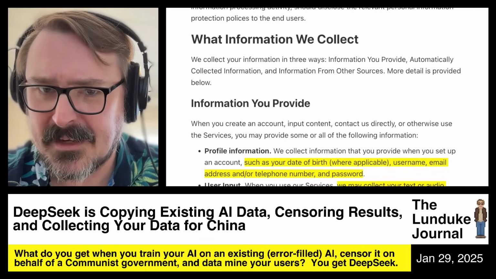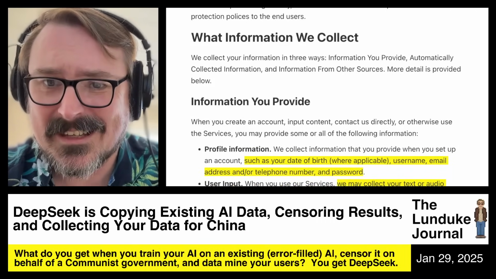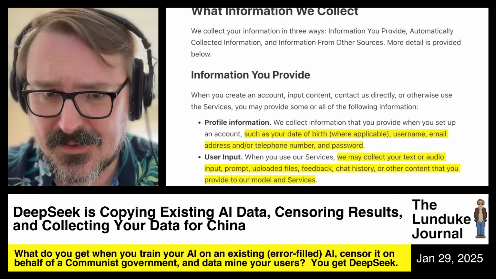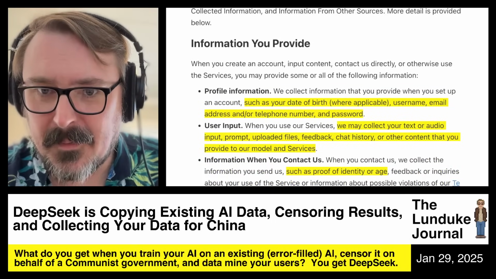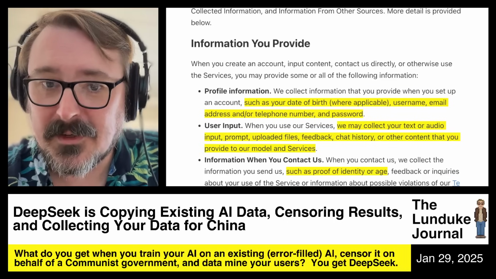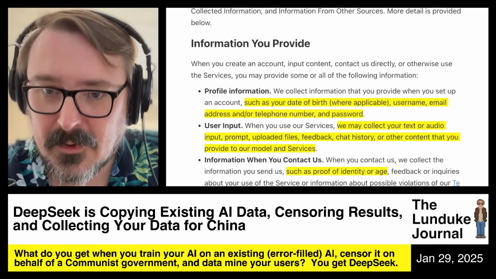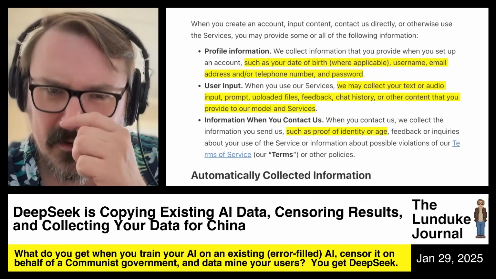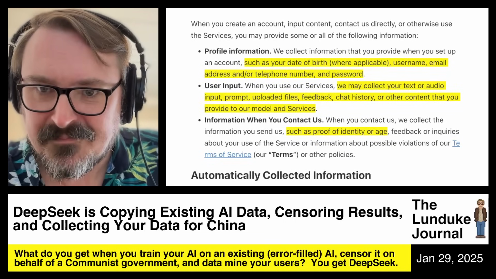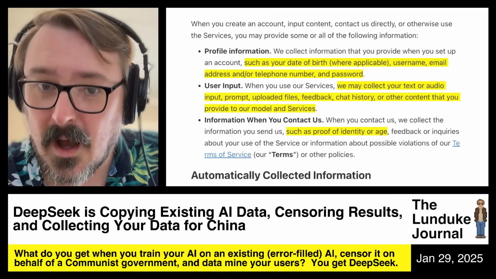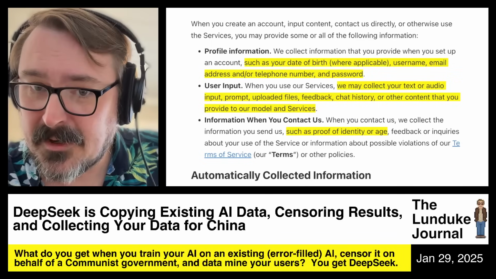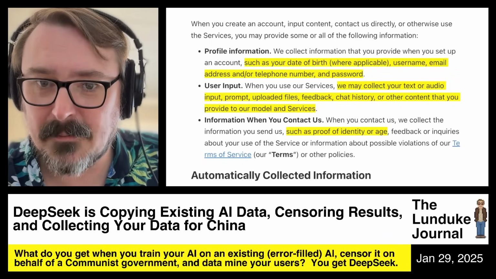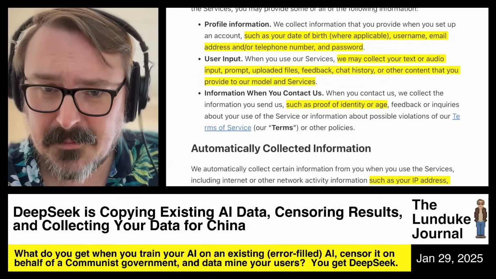I'm going to scroll down here to the what information we collect section, and I'm just going to read a snippet of this. We collect profile information. We collect information that you provide when you set up an account. Okay, such as date of birth, username, email address, and or telephone number and password. Okay, sure. User input. We may collect your text or audio input, prompt, uploaded files, feedback, chat history, or other content that you provide to our model services. That's a lot, but okay.